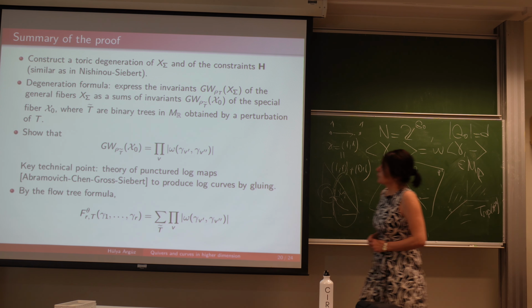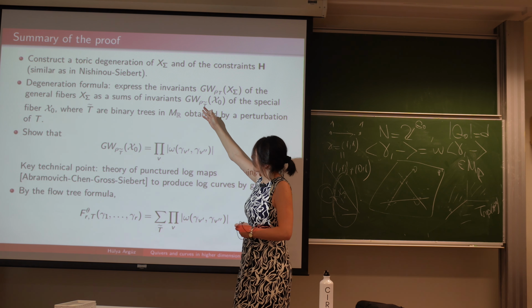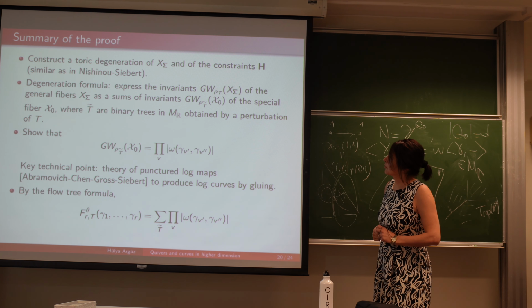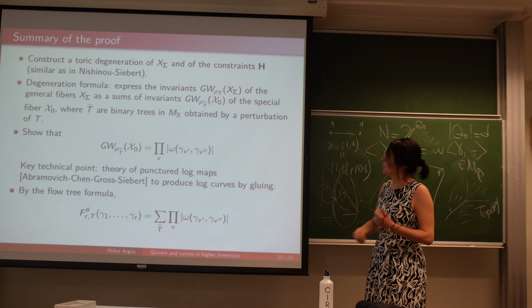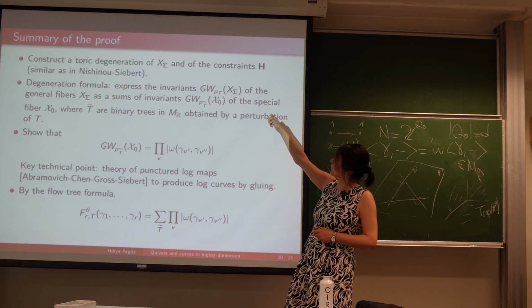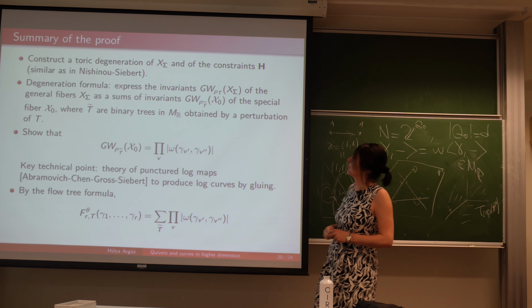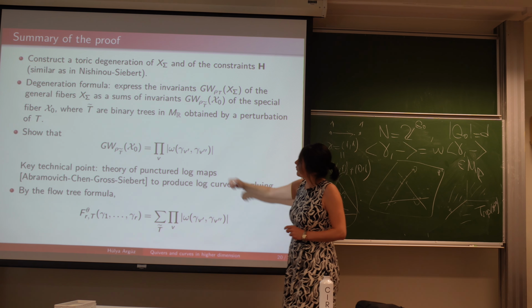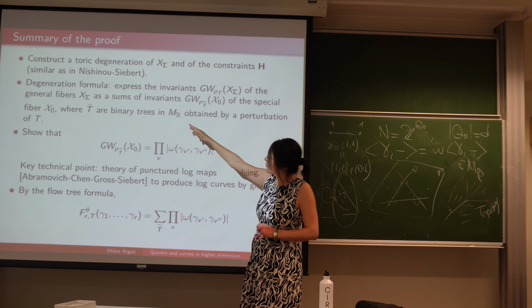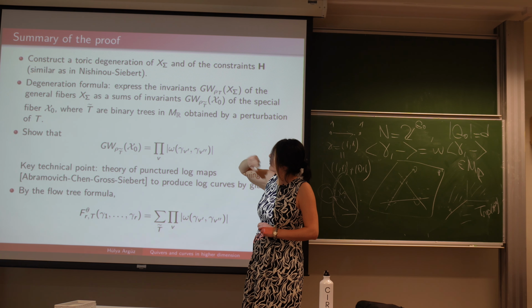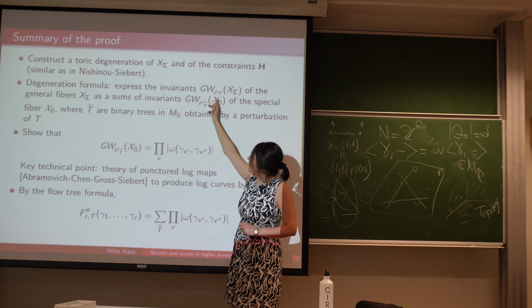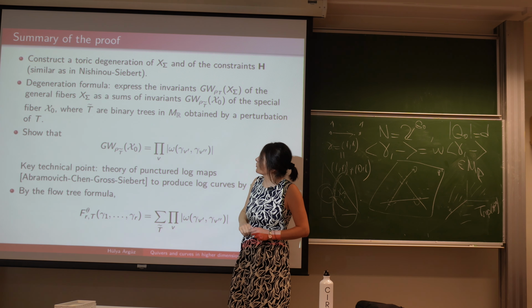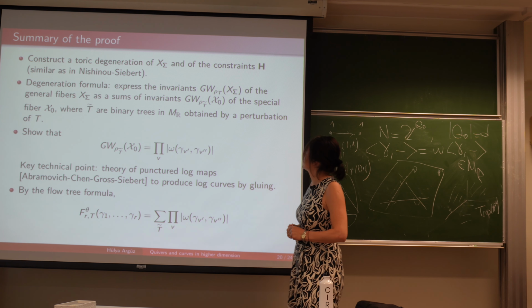So here is a summary of the proof. We degenerate our toric variety into further toric varieties. And to define such a degeneration, we just use the data of the hypersurfaces and contact data. And so by a degeneration formula, we can express the log Gromov-Witten invariants as a sum over invariants in the central fiber of a toric degeneration of our toric variety.